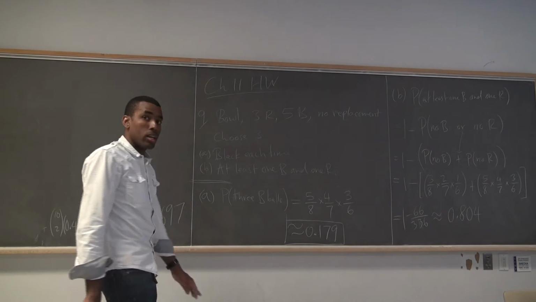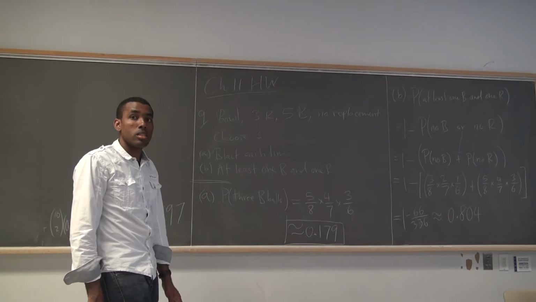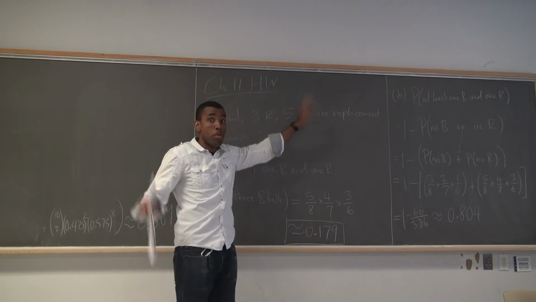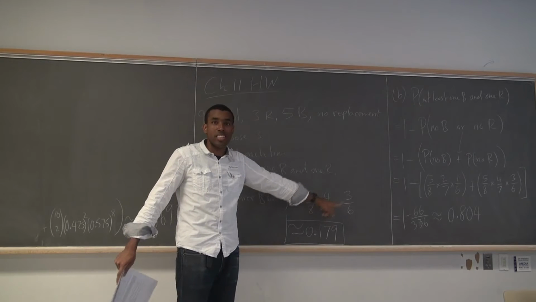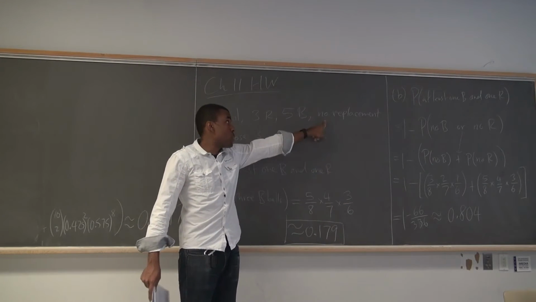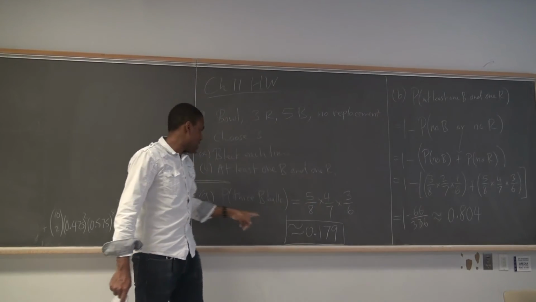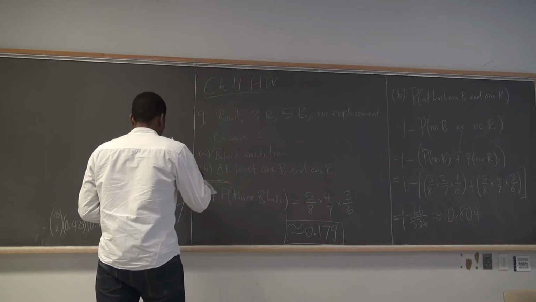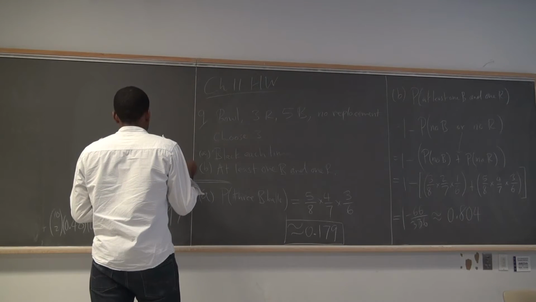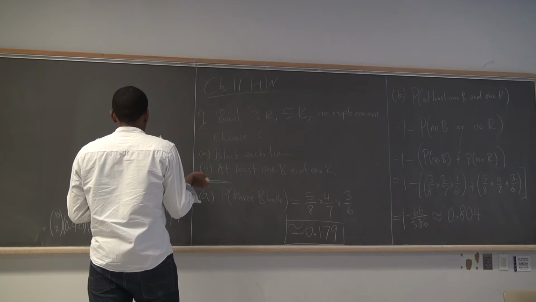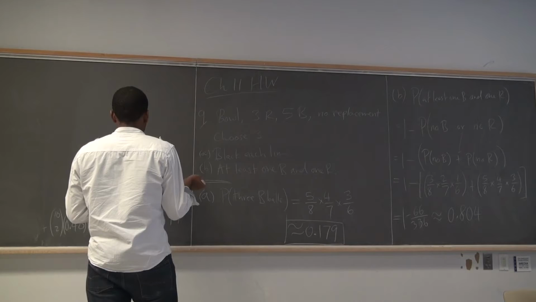Anyone see why? Is it because it's not being replaced? Because there's no replacement, which means your probability of success actually changes at each step. So that's why you couldn't think of this as a binomial. If you had replacement, then you could actually think of this one as a binomial. So number 4, I wouldn't really ask something like that.